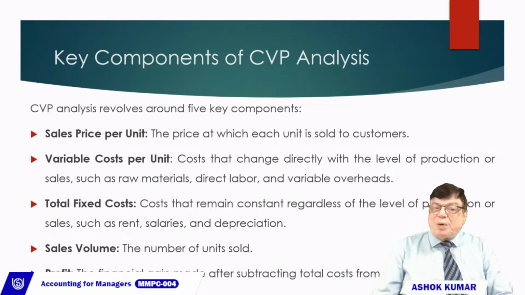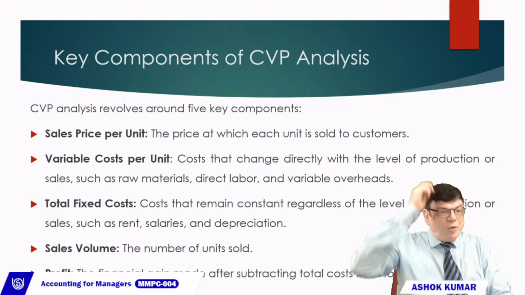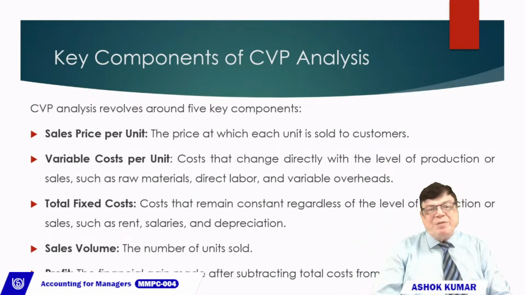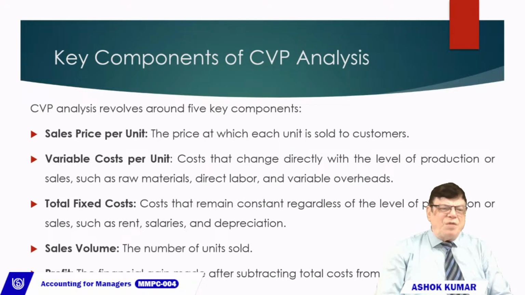Then variable costs per unit. Which are the variable costs? Costs that change directly with the level of production or sales, such as raw material, direct labor, and variable overheads. These are variable costs. Fixed costs are fixed. Total fixed costs, costs that remain constant regardless of level of production. You produce less or you produce more, these costs remain the same, such as rent, salaries, and depreciation. Sales volume, the number of units sold. Profit, the financial gain made after subtracting total cost from total revenue.